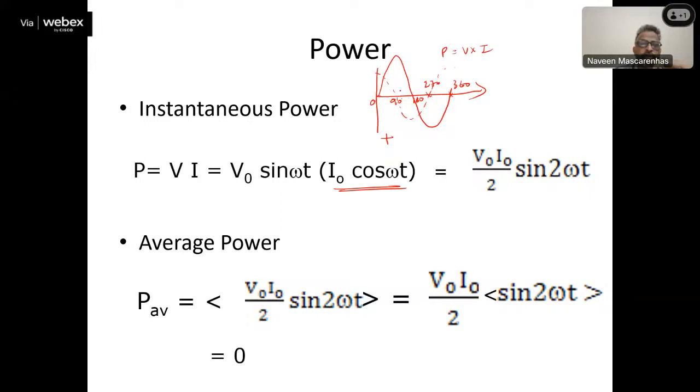So positive into positive is positive. But in the second, 90 to 180, it is a positive and negative, therefore minus. In 180 to 270, both are negative, and minus into minus should be plus. And in the last one, current, this dotted is current, this is V. One is positive, one is negative, therefore again minus. So the average of these must be 0, and you will get that. And remember, current is a positive cosine.